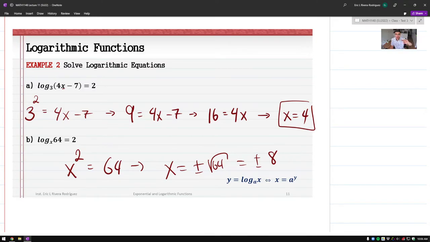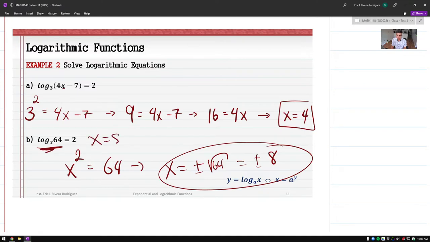So this is very related to this, because remember that the logarithmic function is the inverse function of the exponential function. And the exponential function has a restriction. The base in the exponential function cannot be negative. So that translates into a logarithmic function. We cannot have bases that are negative. So this is algebraically correct, but when we apply it to the logarithmic function, the only possible solution is x equal 8.